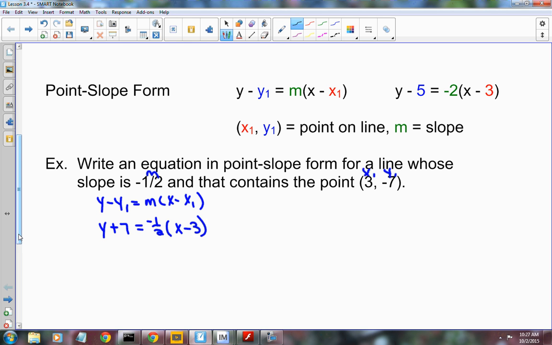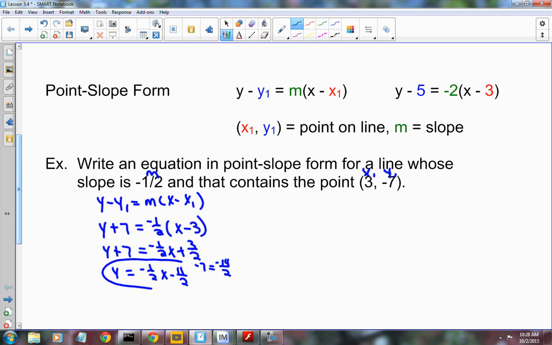And some of your problems on your homework will just ask for the point slope form, and then it'll ask you to put it in slope intercept form. And so when you put it in slope intercept form, basically what you do is you solve it for y. So I distribute the -1/2, and that gives me -1/2 x plus 3/2. And then I subtract 7 from both sides. Now if I subtract 7, I need to rewrite this fraction with the same denominator. This is 3/2, so I can rewrite -7 as -14/2. That's the same thing as -7. And then I subtract, and I get -11/2.